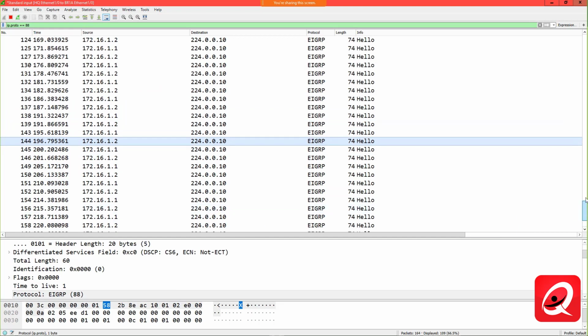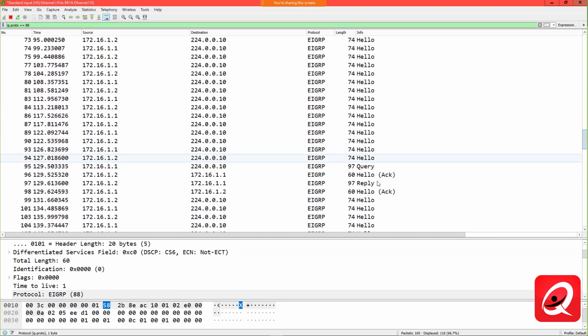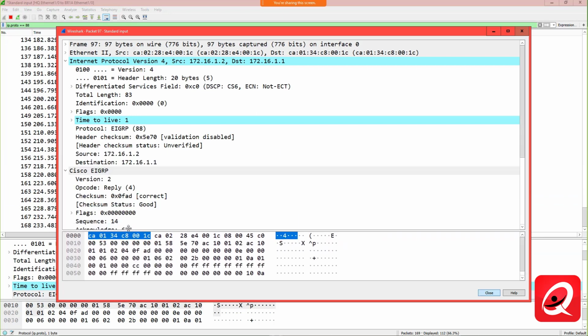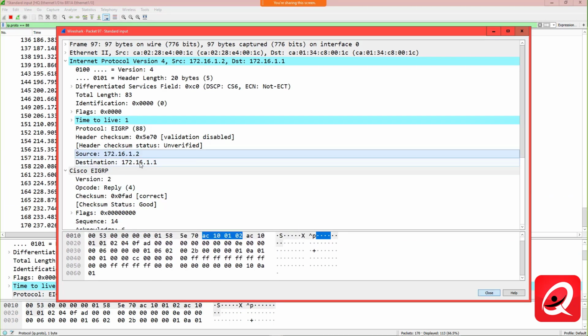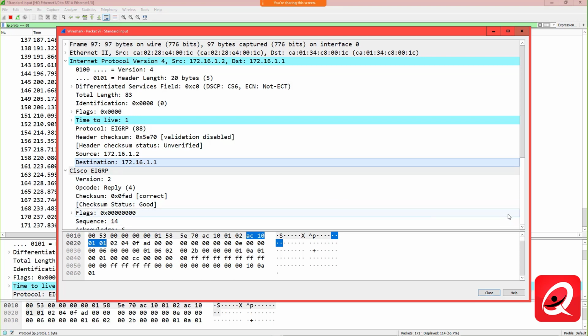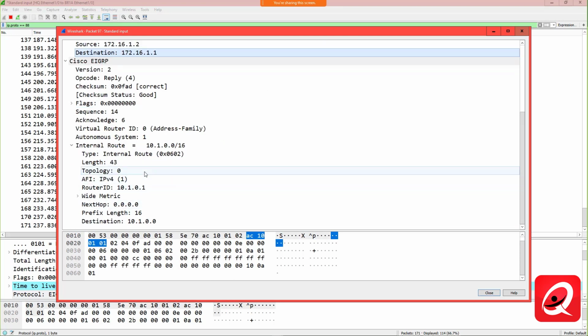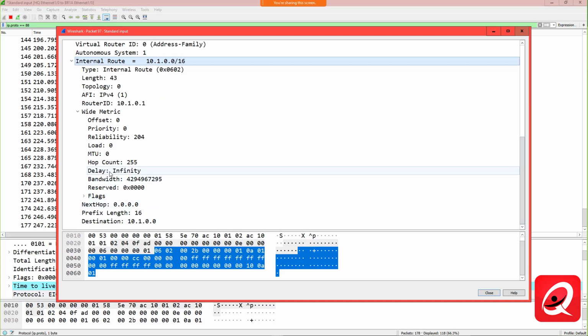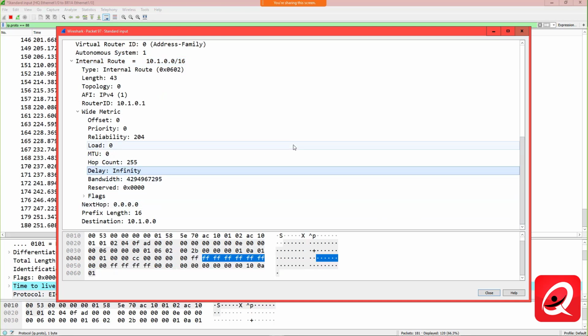Now let me see if I can see a corresponding reply. This is the reply. This reply is coming from BR1A. The source is 1.2, the destination is 1.1, and this router is essentially saying, you know what? I don't have a route to that destination. In fact, if you look at the metric, the delay is infinity. So it's basically saying, in this particular case, I don't have a route. Don't come to me to get to that particular destination.